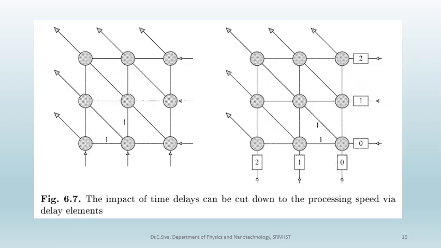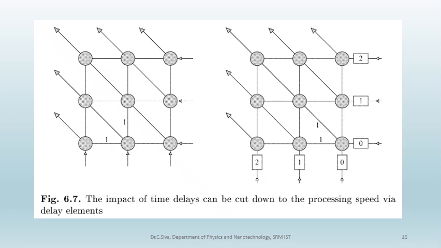Next, the timing sensitivity in the networks. Time delays affect not just circuits but also processor networks. Even in parallel processor arrays, mismatched timing causes misaligned data flow, incorrect results, or reduced throughput. Hence, delay management becomes essential in massively parallel architectures.